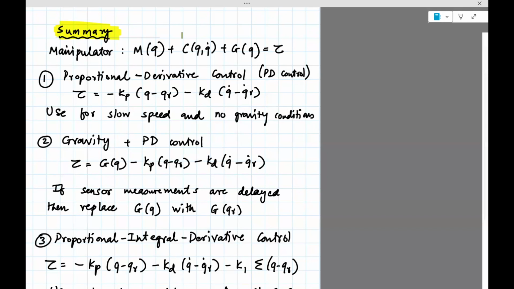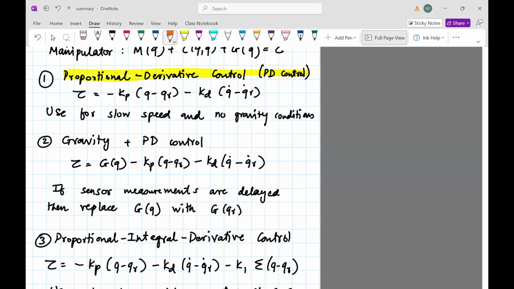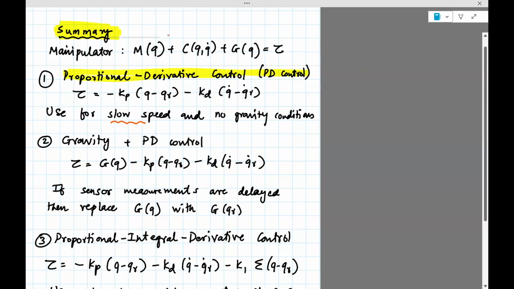Okay, so the manipulator equations are given first, M(q), C(q, q dot), q dot plus G(q), and these are just recommendations of how to go about designing a controller. If you want to do proportional derivative control, that would be Kp (q minus q_r) plus Kd (q dot minus q dot r). You want to use this only for, and this is just the recommendation, where everything is moving slow, because it doesn't really take into account the acceleration, and there's no gravity, so it's in the horizontal plane.